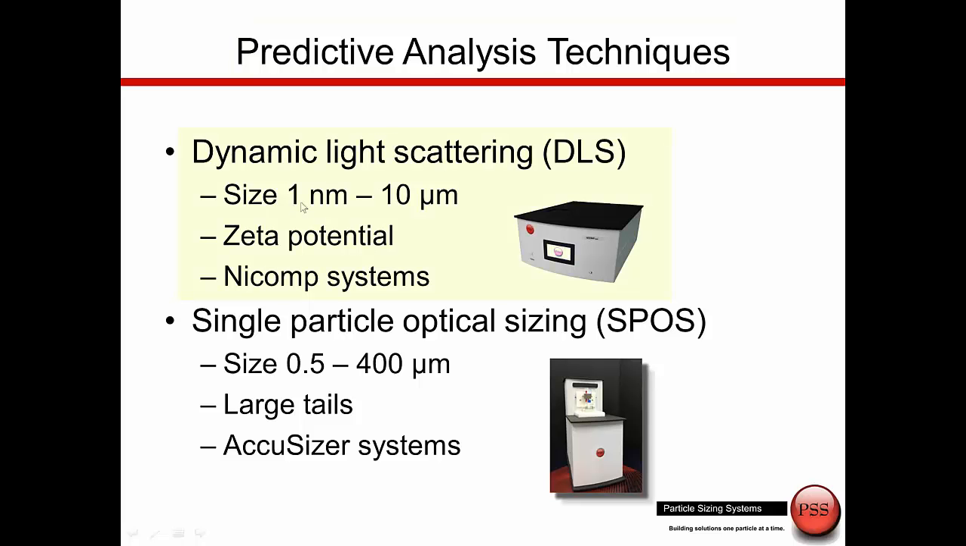And DLS works from about 1 nanometer to 10 microns. This is our Nicomp system. So we're going to look at both particle size and zeta potential, the charge on the surface of the droplets. And then we're also going to look at the tails of the distribution. We'll use this technique to look for the mean size of the emulsions.